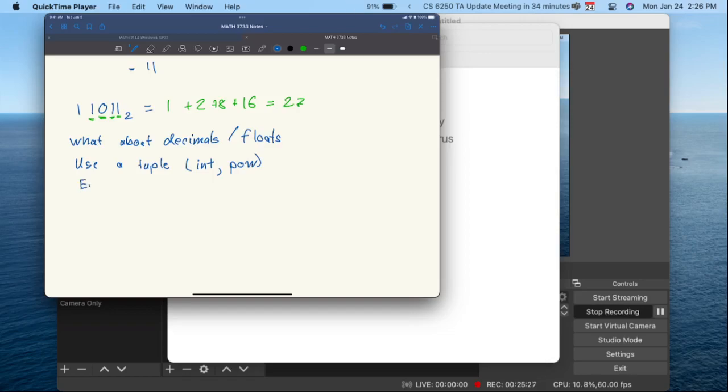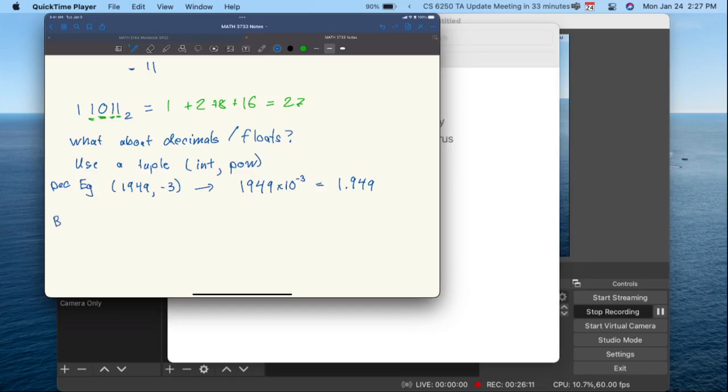So for example, for a decimal or a float, we could have 1949, and we'll do -3. So we have some integer, but then a power. So this would end up being 1949 times the base right here. So we can now represent some decimal using two integers, just a pair. So we have the implication that we're going to work with some base. So this, of course, is a decimal example.